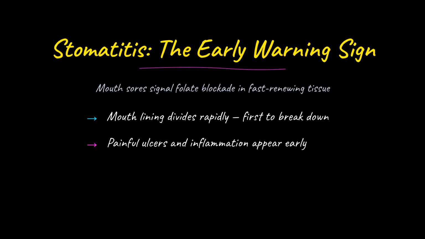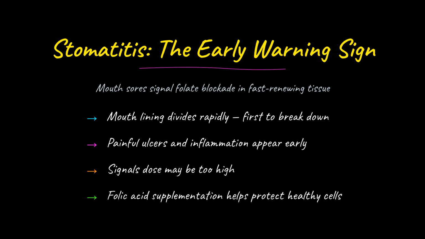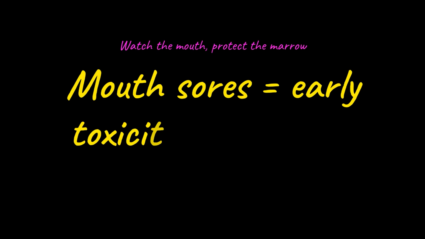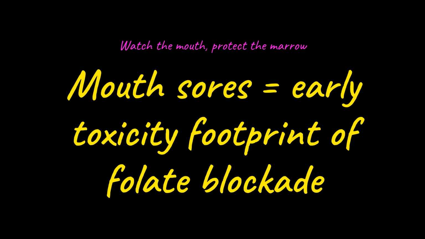Because the mouth lining is among the fastest renewing tissues, it breaks down before the bone marrow does. Catching these sores early allows a dose adjustment or folic acid reinforcement before blood counts fall. Mouth sores in a patient on methotrexate are a predictable, early footprint of the drug's mechanism, not a coincidence. They are the canary warning that more dangerous marrow toxicity may follow if nothing is done.